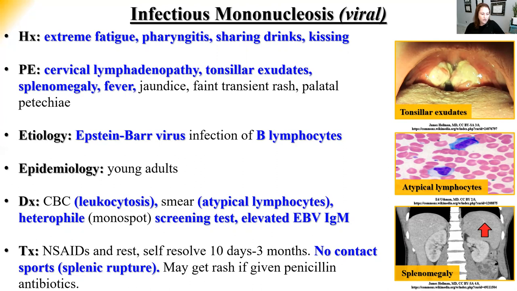Treatment for this is supportive, anti-inflammatories and rest. This will self-resolve ranging from 10 days to a more protracted 3 months. Here's a key exam question. No contact sports because of the risk of splenic rupture because we have splenomegaly. Interestingly enough, if this gets misdiagnosed as, you know, they don't do a swab, they say, oh, it's strep and they're given penicillin, the patient will develop a rash. So that's more of a clinical pearl than it is an exam question.